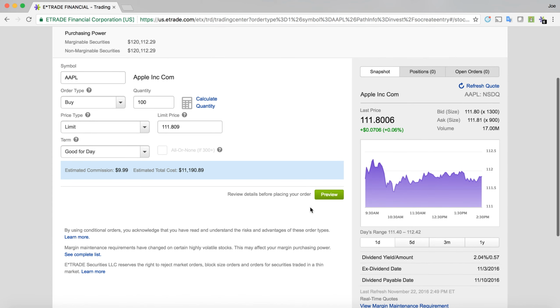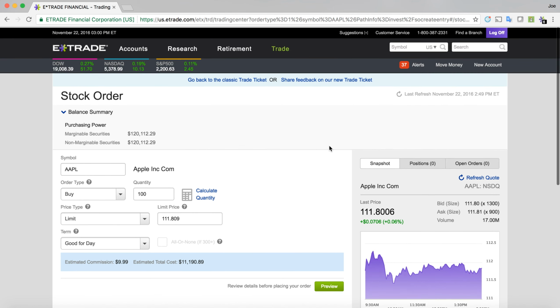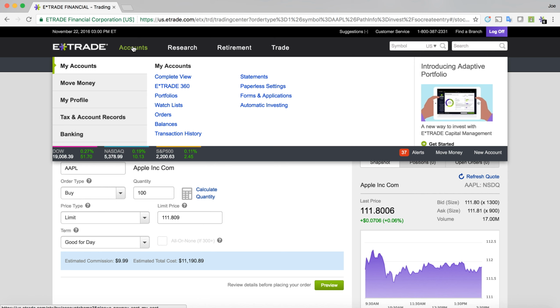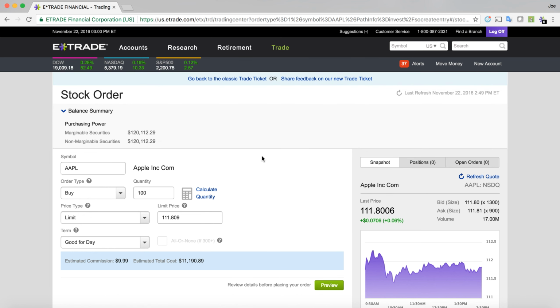And once you preview your order, it'll say, okay, preview, estimated commission, estimated total cost, your price, and then you place your order and wait for it to get filled. In most cases, you can go to your accounts tab, you can go to your portfolios or your orders and see what orders are pending at any given time after you place them. And as always, if you ever have questions specific to a certain broker, you can always give them a shout. Customer service has been great, especially through E-Trade. And that's pretty much how you place a buy order.